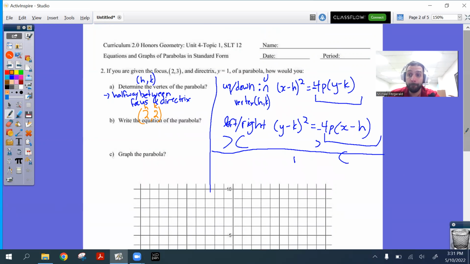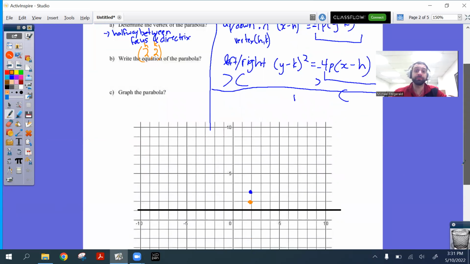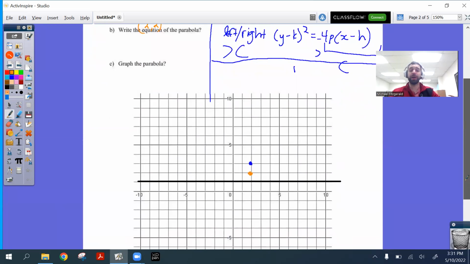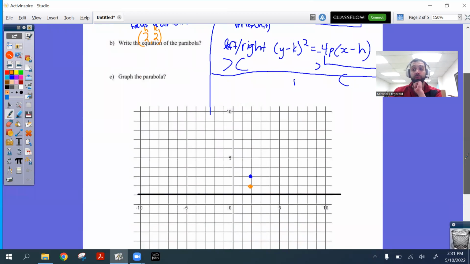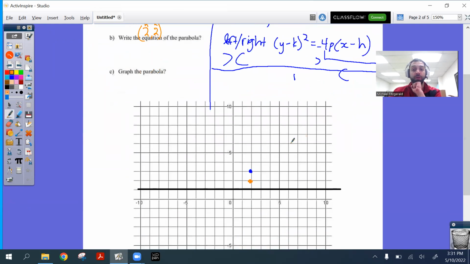From this, how do we write the equation of this parabola? Well, first we have to know which way it's opening. We should know by the way the focus is oriented with the directrix that this is going to be opening upwards. With the directrix going horizontally, it's either going to be going up or down. If the focus is above it, it's going to be going up.